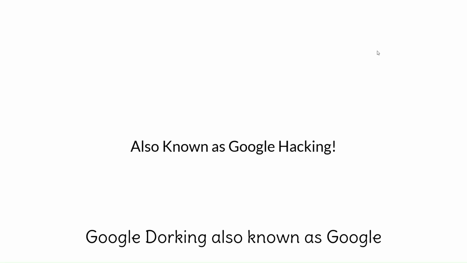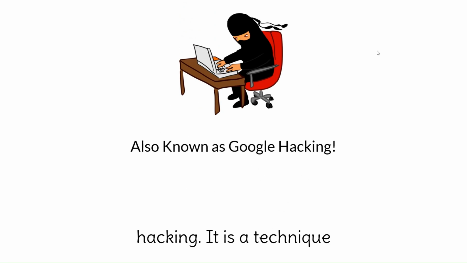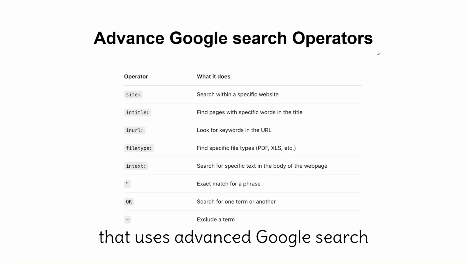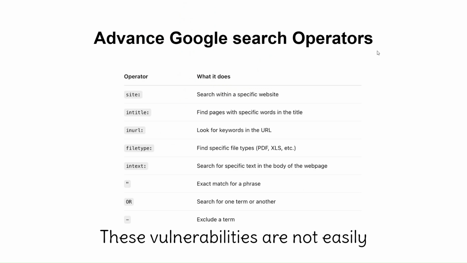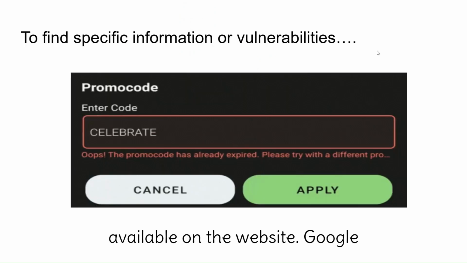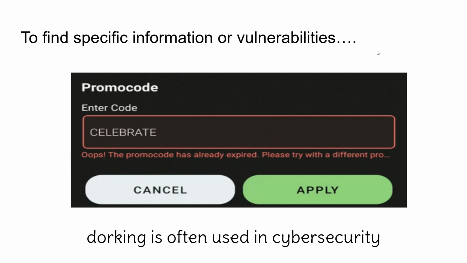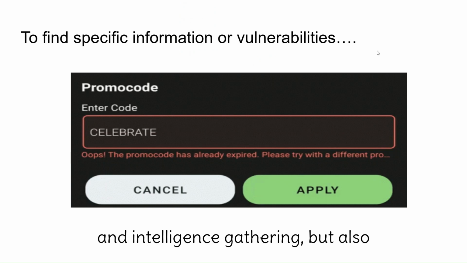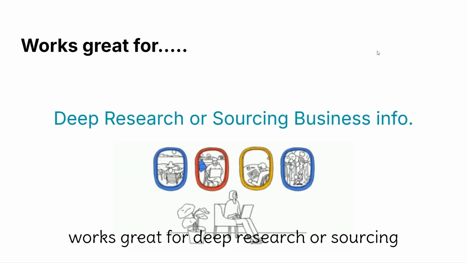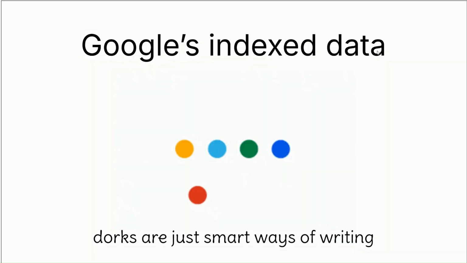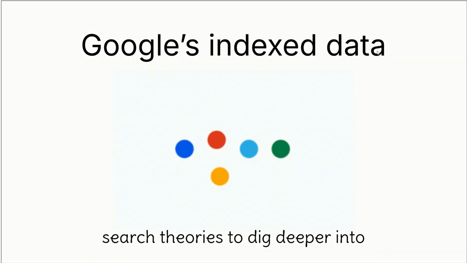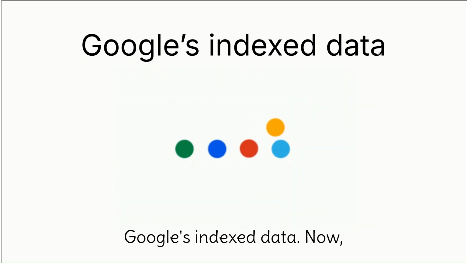Google Dorking, also known as Google hacking, is a technique that uses advanced Google search operators to find specific information or vulnerabilities. These vulnerabilities are not easily available on the website. Google Dorking is often used in cybersecurity and intelligence gathering, but also works great for deep research or sourcing business information. These dorks are just smart ways of writing search queries to dig deeper into Google's index data.